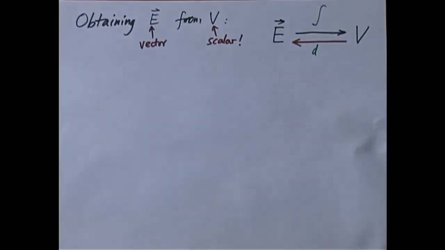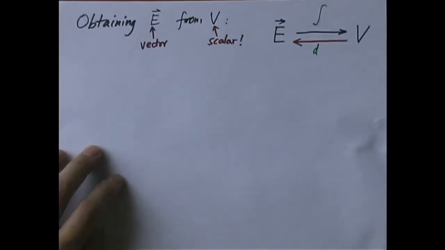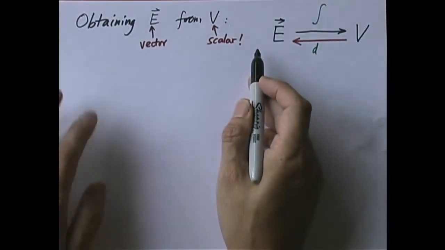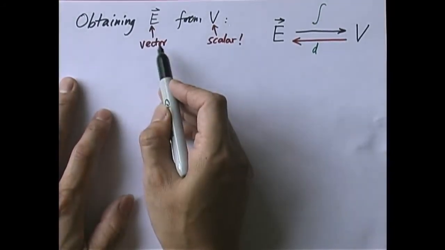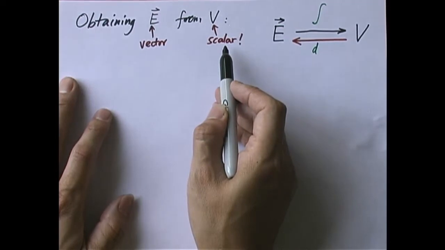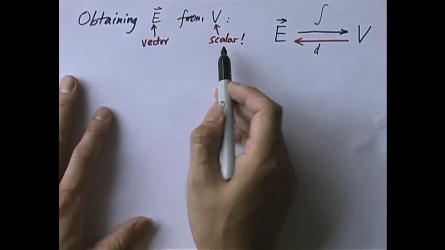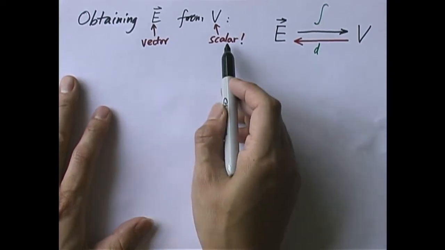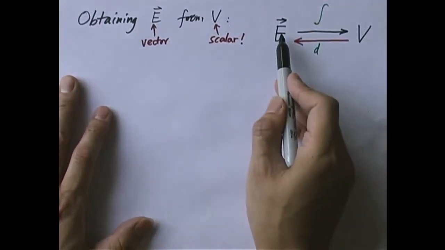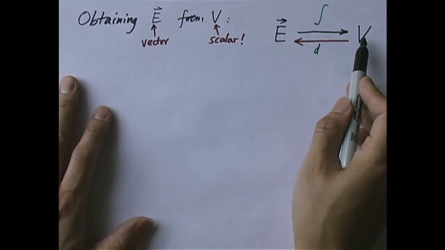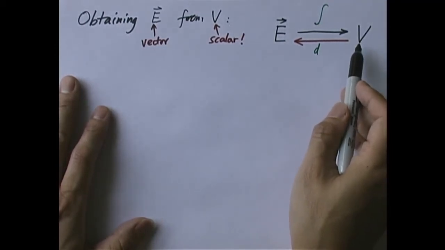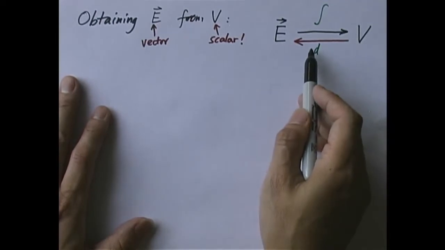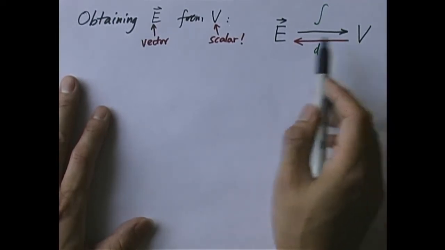So let's see here. We can obtain the electric field E from V, from the potential. E is a vector and V is a scalar. Generally speaking, a scalar is easier to calculate than a vector because it carries no direction, only positive and negative signs. Now, from E we integrate, we get V, right? So what is the inverse of integration? Well, we differentiate. When we take V and differentiate, we get E.